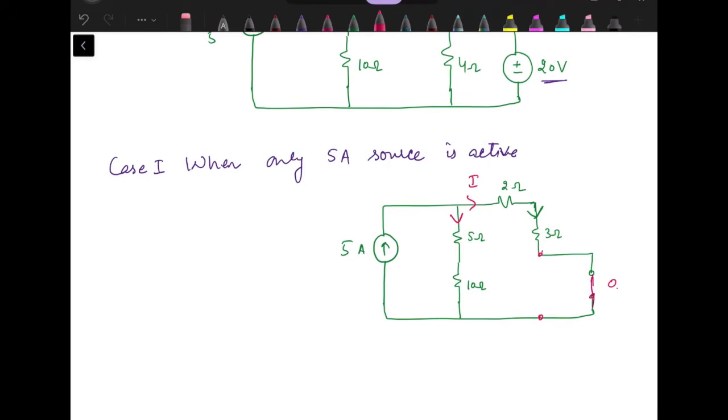Let's say this current is denoted by I dash. So I dash will be equal to the source current 5 ampere into the opposite branch resistance, that is 15 ohm, and in the denominator the opposite branch resistance plus the resistance of the branch through which we are finding the current, 2 plus 3, so that is 5 ohm. So the answer is 3.75 amperes, and that's flowing in the downward direction.